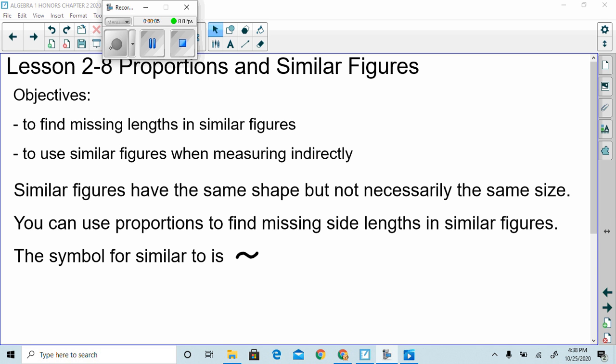When we discussed proportions, we talked about how two ratios that were equal were called a proportion. We then found out how to solve for a missing term in a proportion. Now let's apply that to similar figures. Our goal is to find missing lengths in similar figures, but first we need to know what similar figures are. Well, they have the same shape, but not necessarily the same size. You can use proportions to find a missing side length, and this is the symbol for similar to.